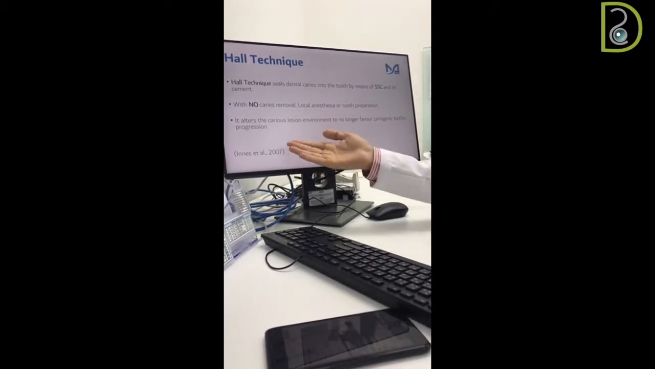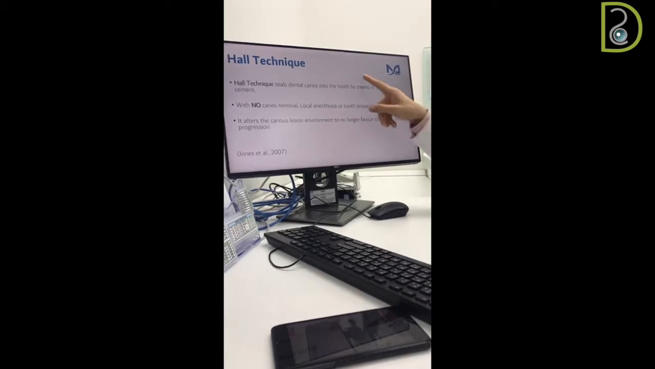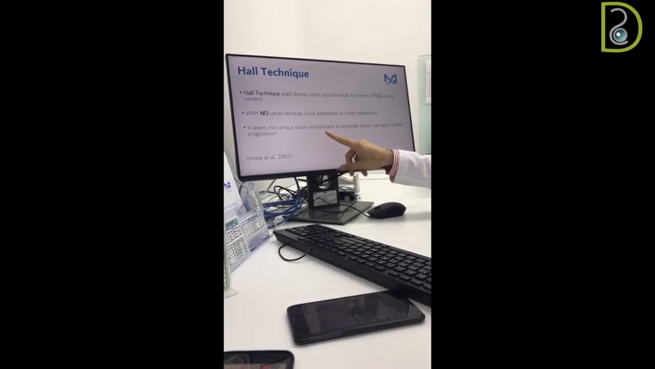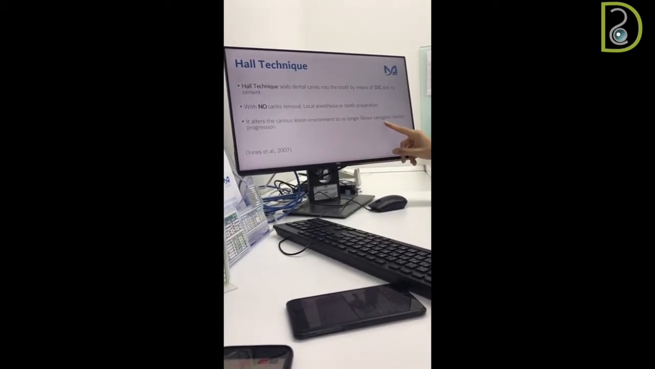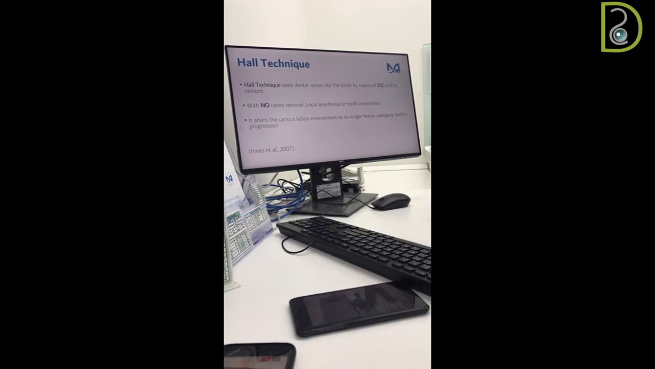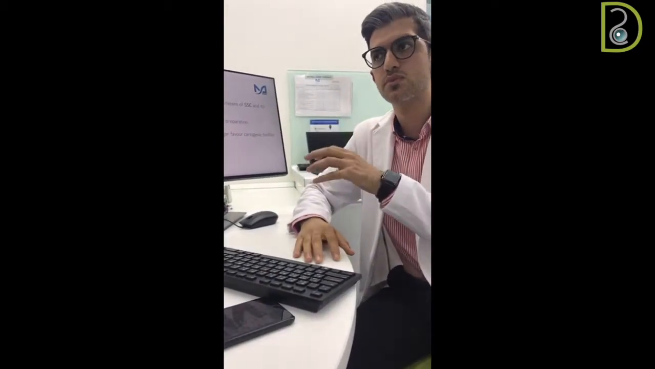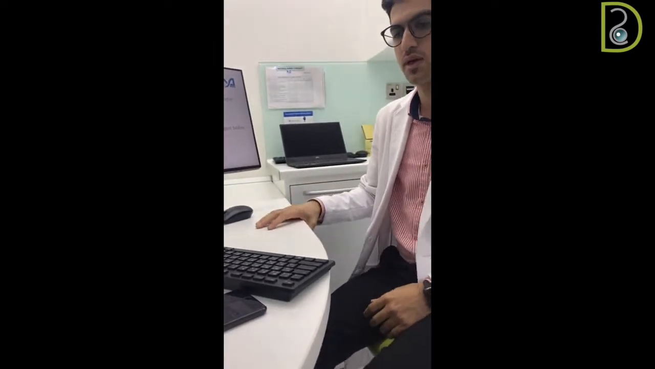So let's go back to our previous ecological system of dental caries. It alters the carious lesion environment so that it no longer favors cariogenic biofilm progression. So the cavity might stay there, the caries might be there in the cavity under the crown, but it will get arrested. Because if no sugar or no starch reaches the bacteria to reduce the pH in the cavity, then we don't have any progression of the dental caries.